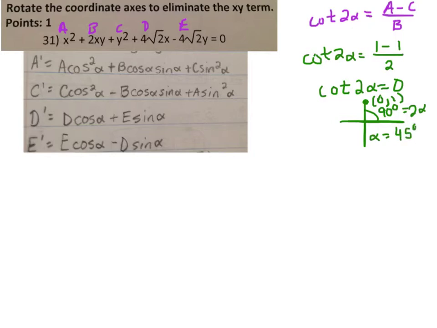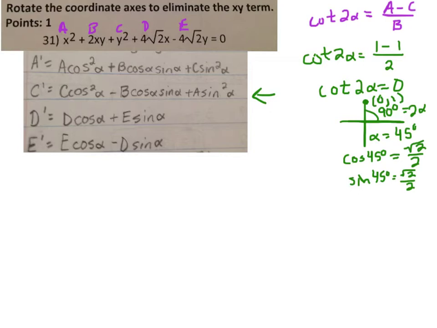Now inside of these formulas we need to know what cosine of alpha and sine of alpha are. So cosine of 45, we'll get your unit circle, square root of 2 over 2. Sine of 45, square root of 2 over 2. So let's fill into these formulas to get our new coefficients.